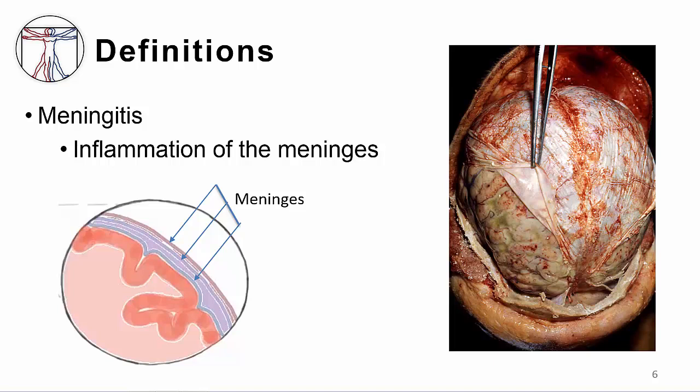Meningitis is inflammation of the meninges. You can see here in the photo of a patient who died from meningitis due to strep pneumoniae that when there is inflammation of the meninges, they become thickened and no longer translucent. Patients who have meningitis will have fever, headache, and stiff neck or nuchal rigidity.